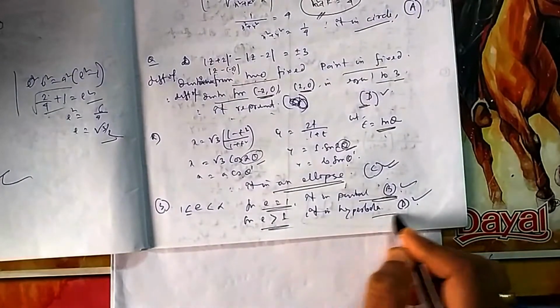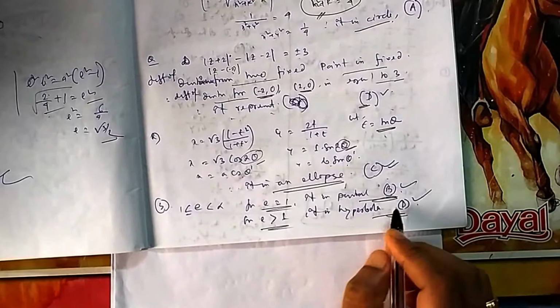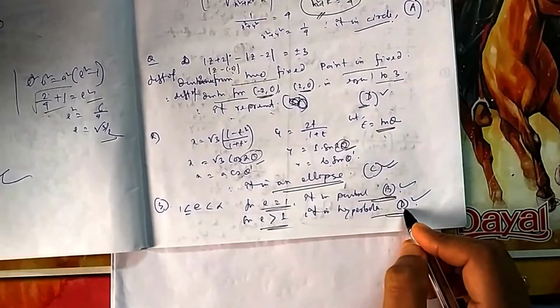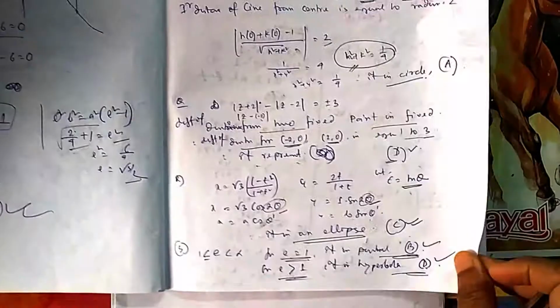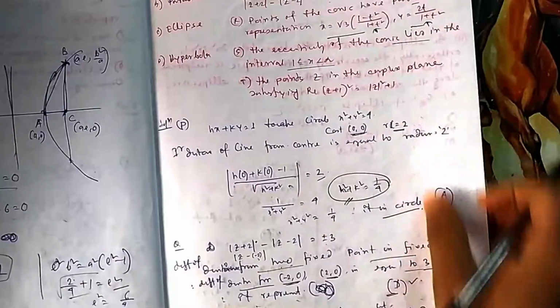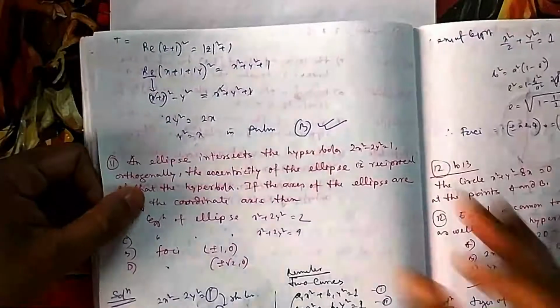If it is greater than 1, then you know it is D, it is a hyperbola. So S is connected with both B and D, because with the equal to sign it can be a parabola, with greater than it can be a hyperbola. Now if you come to T, the point which satisfies this equation, this one.